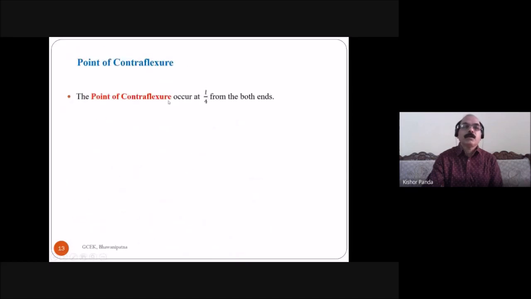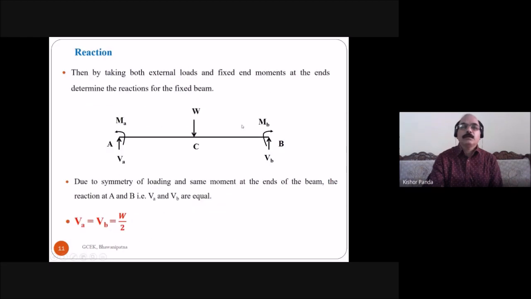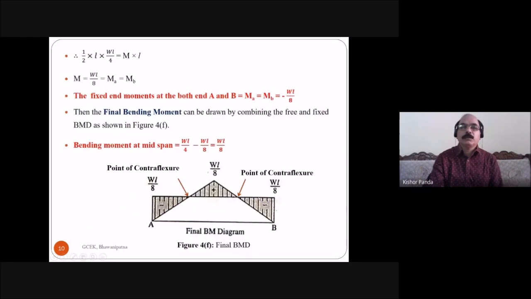So the point of contraflexure occurs at L by 4 from both ends. So you will get x is equal to L by 4. So this distance is equal to this distance. This is the point of contraflexure distance. So this distance is x is equal to L by 4. And this is also another point of contraflexure, and this distance is also equal to L by 4.